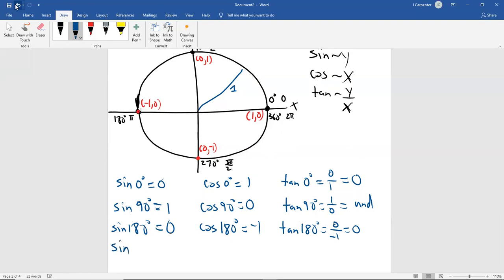Finally, 270 degrees, because 360 would have the same answers as the first line. 3 pi over 2 would be 270 degrees. So we're now here at that coordinate. 0, -1. Sine takes the y value, so -1. Cosine of 270 degrees takes the x value, which is 0. Tangent of 270 degrees takes the ratio y over x, which is -1 over 0, which is undefined.